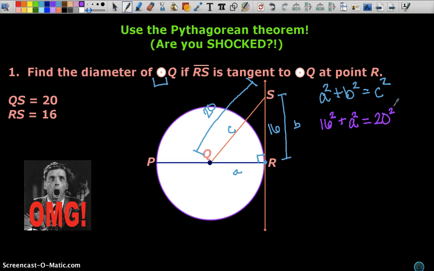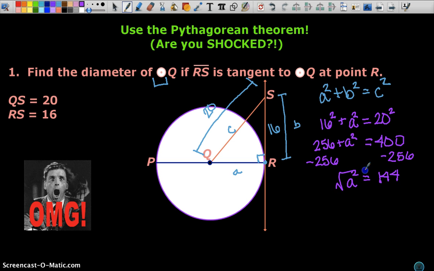Simplify that first. 20 squared is 400, so this equals 400, and 16 squared is 256. Subtract our 256 from both sides, and we end up with x squared is equal to 144. Take the square root of both sides because square root and square are opposites, and we end up with x is 12. So our missing side, QR, is 12.